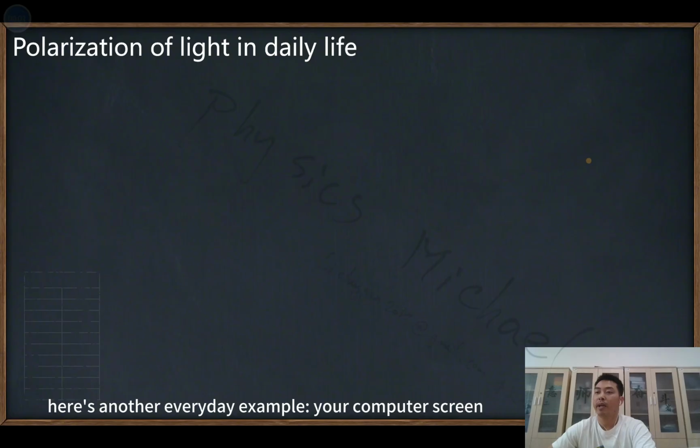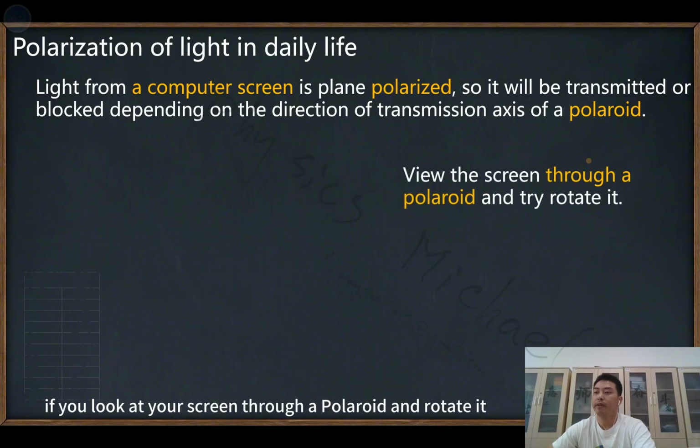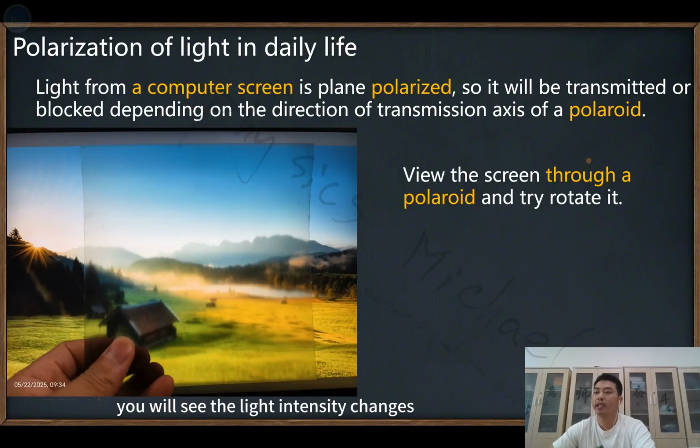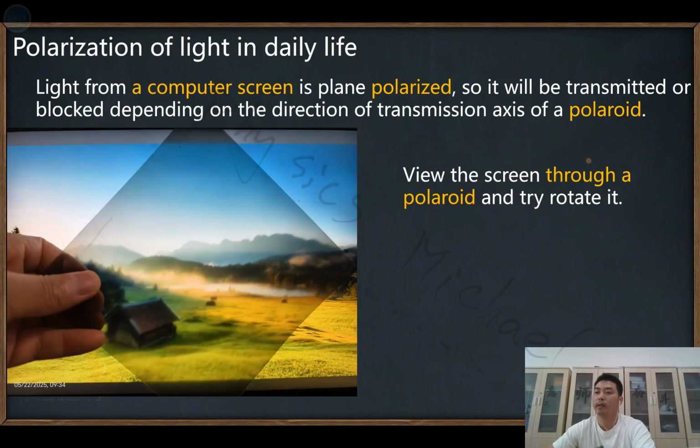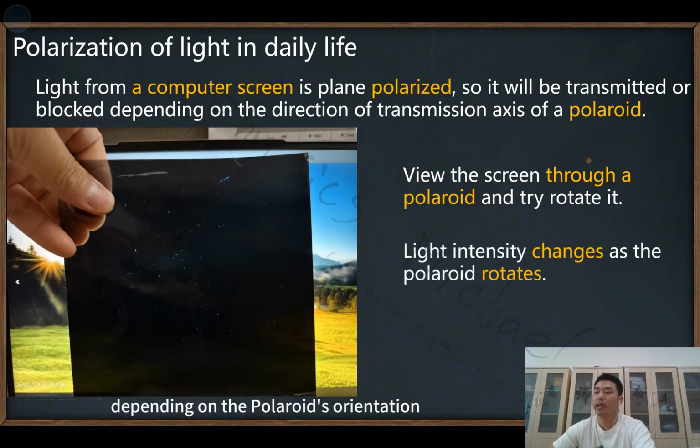Here's another everyday example, your computer screen. Did you know that light from a computer screen is plane polarized? You can actually test this yourself. If you look at your screen through a Polaroid and rotate it, you will see that the light intensity changes as you turn the Polaroid. This happens because the screen's polarized light is either being transmitted or blocked, depending on the Polaroid's orientation.